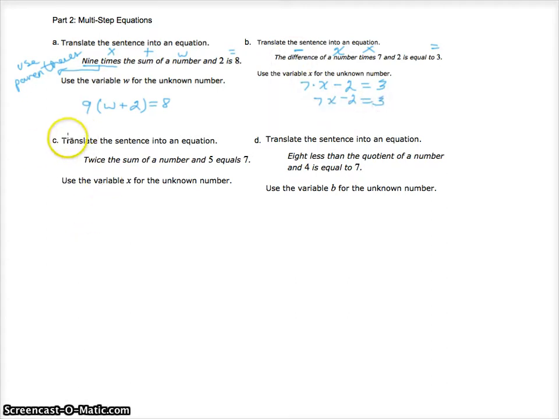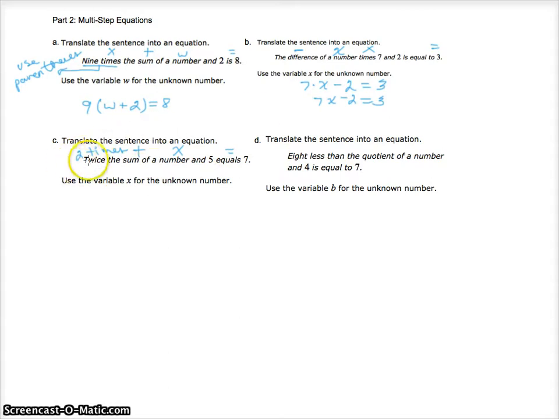Part C says translate twice the sum of a number and 5 equals 7. So equals is easy, equals. Twice, that means 2 times. So we're going to do 2 times the sum of a number, and sum means add. A number here is x, and 5 equals 7. Holy cow, so much information.